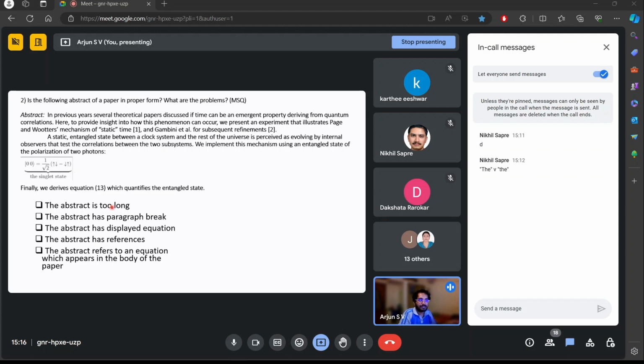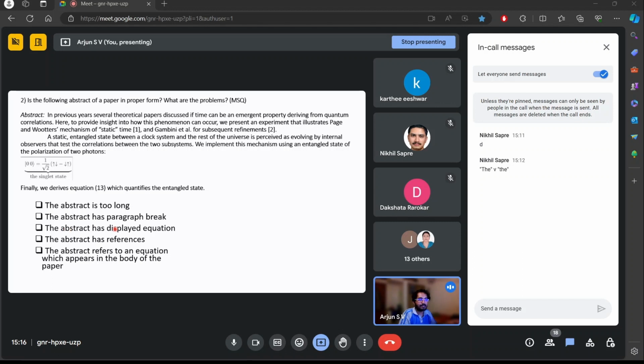So "the abstract is too long" is a wrong option, because the abstract is indeed short, it is able to maintain its word limit. The abstract has a paragraph break. Yes, it consists of two paragraphs, but in reality your abstract should have only one paragraph. Since it consists of only 250 words, you need not break it into multiple paragraphs.